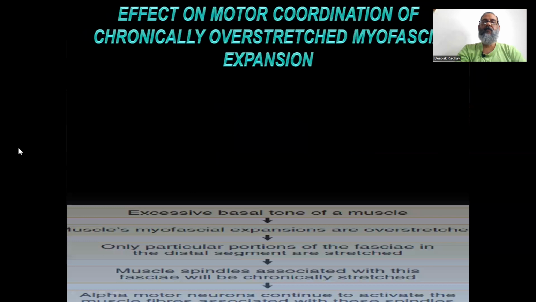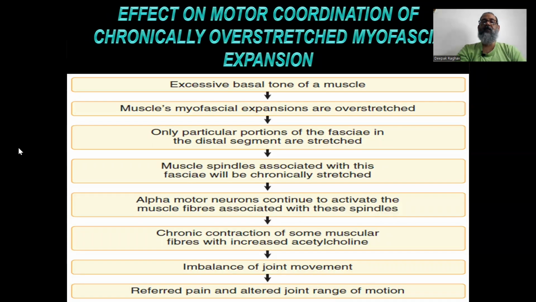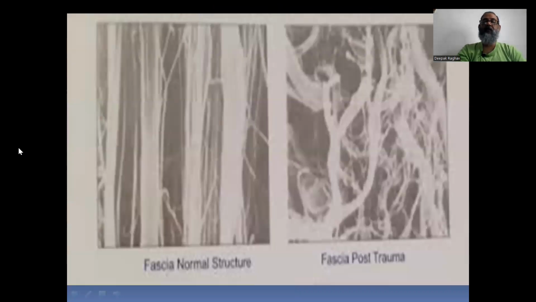Effect on motor coordination of chronically overstretched myofascial expansion. What happens if the motor coordination is chronically overstretched? Then there is excessive basal tone of a muscle, and the myofascial expansions are overstretched. Only a particular portion of the fascia in the distal segments is stretched. Muscle spindles associated with this fascia will be chronically stretched. Alpha motor neurons continue to activate the muscle fibers associated with these muscle spindles. Chronic contraction of some muscular fibers with increased acetylcholine, imbalance of the joint, referred pain, and altered joint range of motion. So this is the normal fascial structure, and this is the right side fascia structure after the trauma.